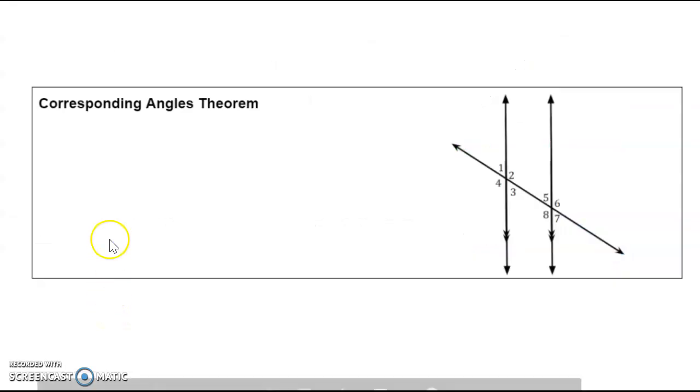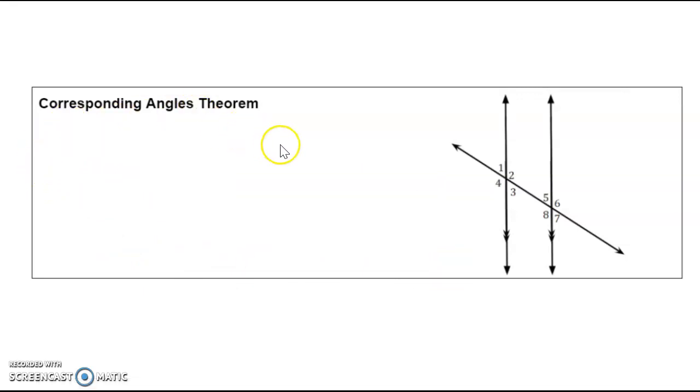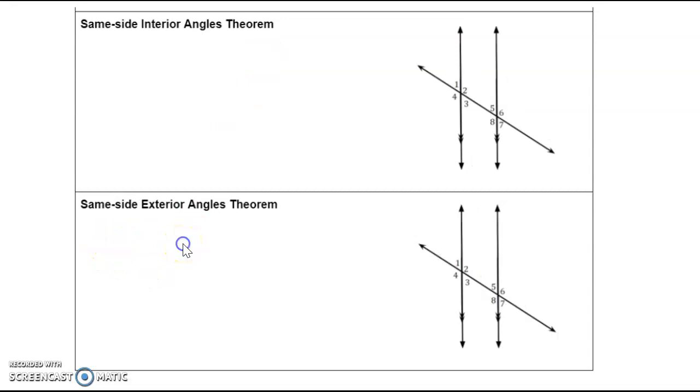And then lastly, you have 5 boxes that should look like this. Corresponding angle theorem, that's the first one, and I do need you to draw these 2 parallel lines with transversal, and I need you to label the angles 1, 2, 3, 4, 5, 6, 7, 8, like so. And then next page will be alternate interior angles theorem, alternate exterior angle theorem, same side interior angle theorem, and same side exterior angle theorem.